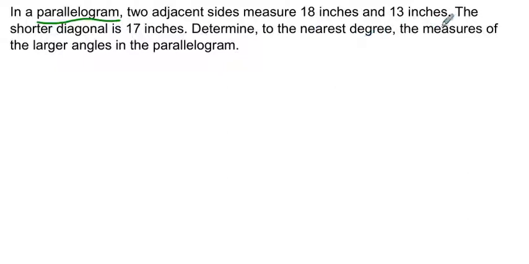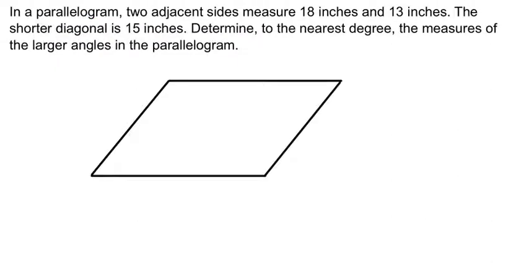And it says determine the measure of the larger angles of the parallelogram. So the first thing we do is we look at this and we say, well, here's our parallelogram. Well, how do we draw it? Well, first of all, these sides that are opposite of each other are the same length. These would be the longer ones, so they're my 18. And then these ones are the shorter sides. They would both be 13.